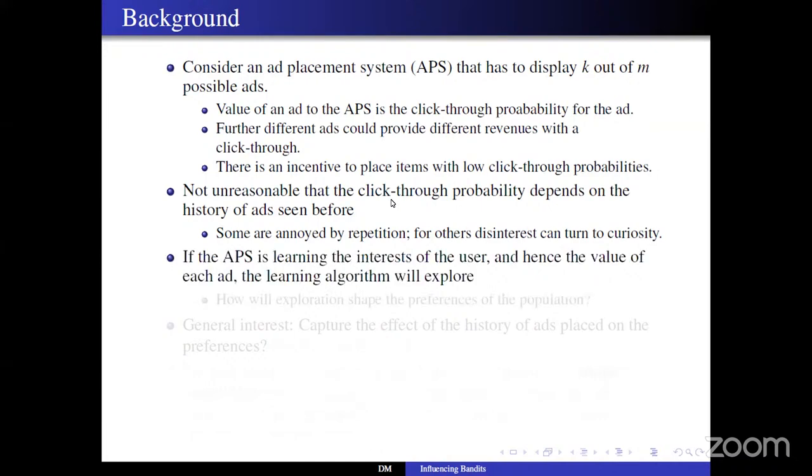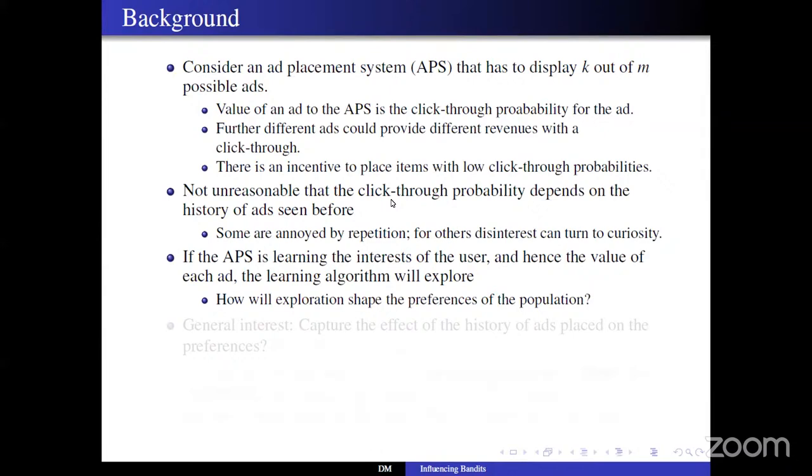Now, if the ad placement system is learning the interests of the user, and hence the value of the ad, where the value depends on both of these, then the learning algorithm will try to explore. It will show you things that it is not very sure whether you like or not. And when it is showing you these things, it is possible that those exploration ads that it tried on you could also be influencing your interests. It's not unreasonable to believe this. Now, if you're as reasonable as I am and you believe that this is true, then I want to understand what happens in this case.